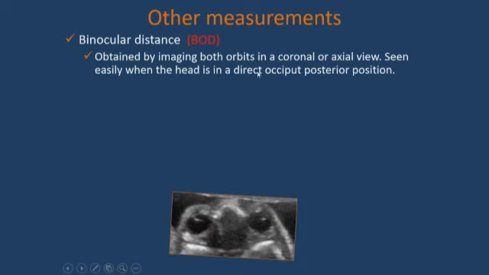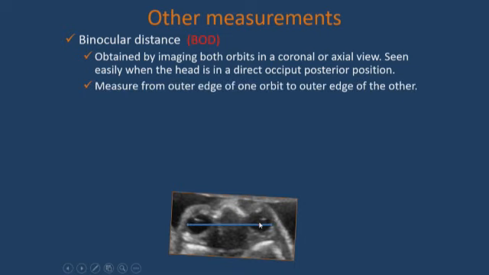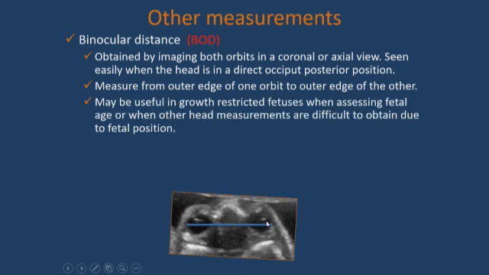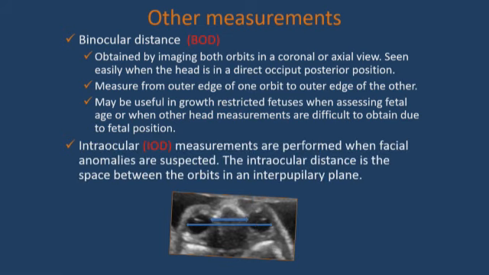All right, then looking at the orbits, which is called the binocular distance, or BOD. You want to obtain the image in that coronal or axial view, and it's seen when the head is facing up, and we're looking at a cross section of the orbits here with a little bit of the nasal bridge, and these are actually the lens of the eyes. So the BOD, the binocular diameter, is from the outside to the outside. And this can be helpful when we're looking for facial abnormalities, microphthalmia, looking for too much distance between the orbits and not enough distance.